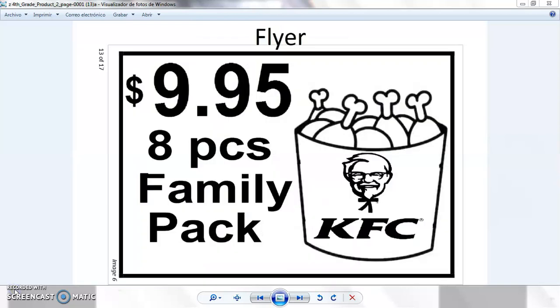Another way to advertise is through flyers. Sometimes we have flyers that we are going to use and we are going to put on the doors or some fences in our houses. Sometimes we get a lot of flyers.